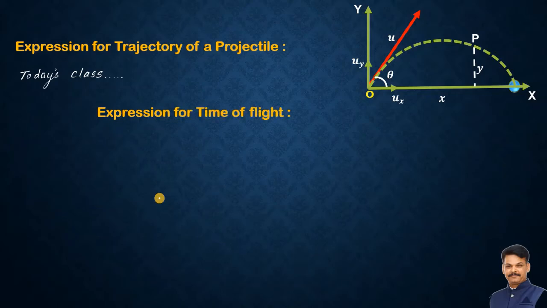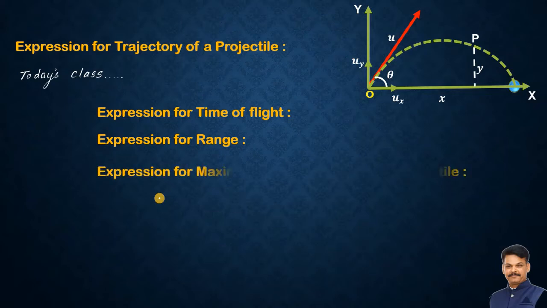Definitely we will come to know about the meaning of time of flight, and later we are going to derive the expression for time of flight. After that we derive the expression for range of the projectile. Definitely here also you will come to know about what the range is, then how to derive the expression for range of the projectile. Then finally we discuss the maximum height reached by the projectile, and we also derive the expression for that.